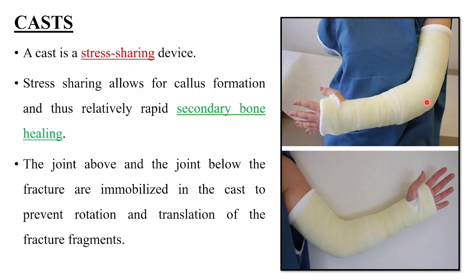You can see this is a forearm cast for fractures of the forearm, that is, radial or ulnar fractures. The joint above and the joint below the fracture are immobilized in the cast to prevent rotation and translation of the fracture segments.